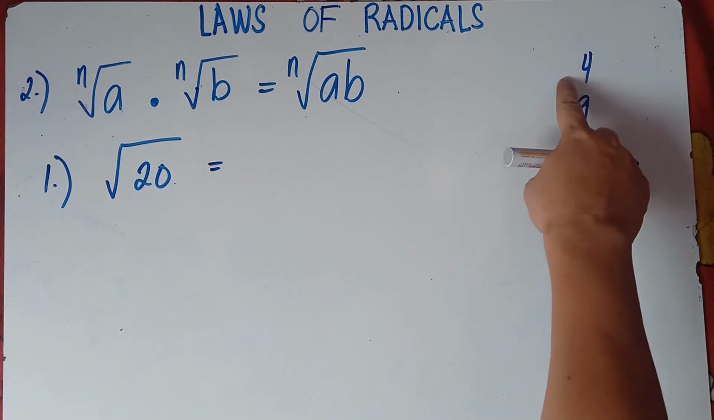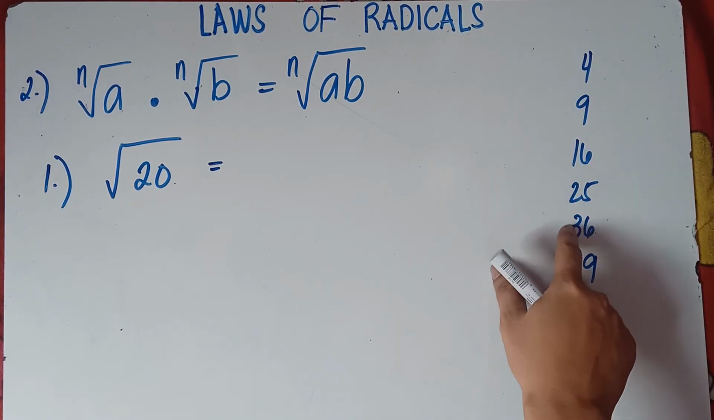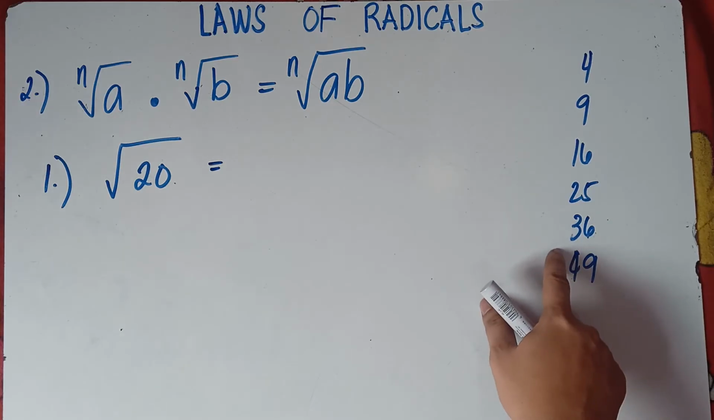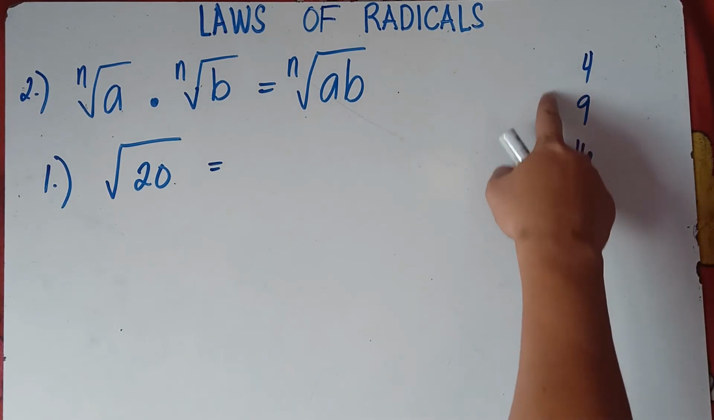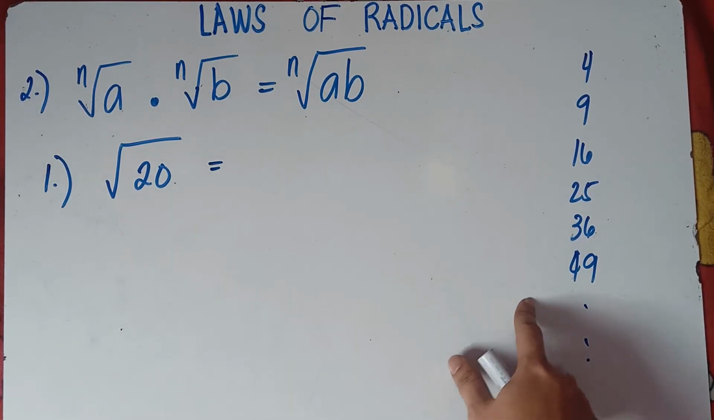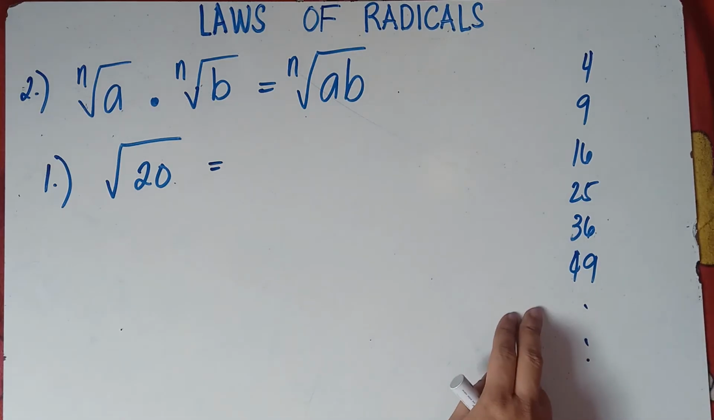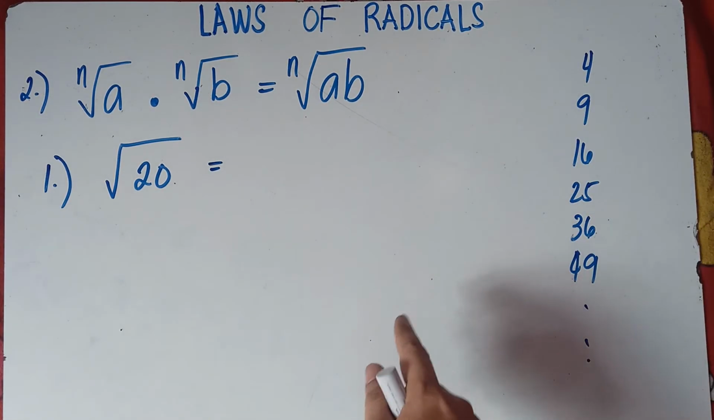That's correct. The square root of 4 is 2. The square root of 9 is 3. The square root of 16 is 4. The square root of 25 is 5. The square root of 36 is 6. The square root of 49 is 7, and so on. So, these are perfect squares. When we get the square root of such a number, our answer is a whole number. Once again, the square root of 4 is 2, because 2 times 2 is 4.